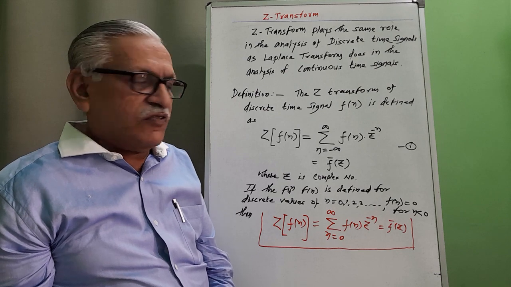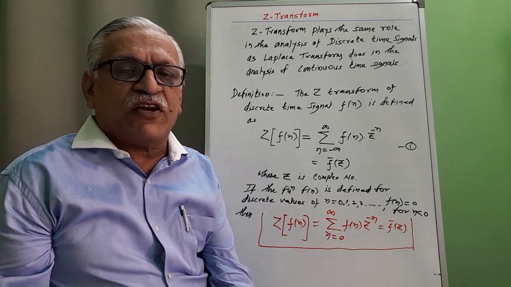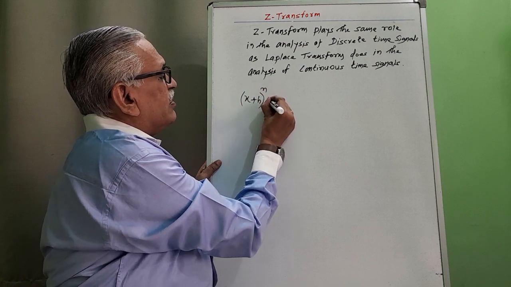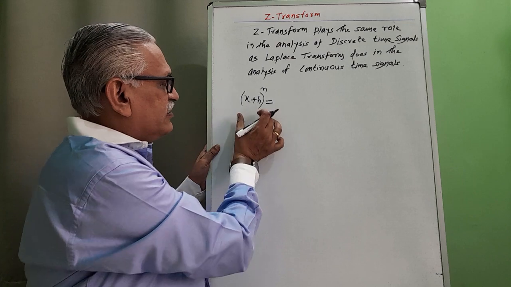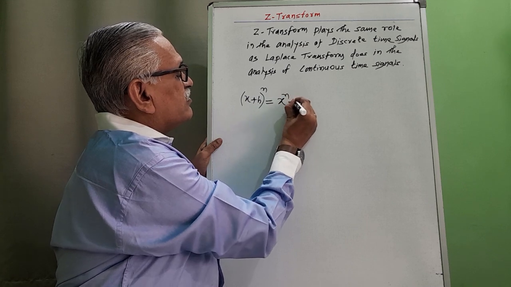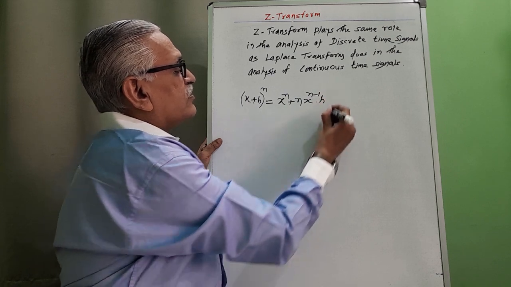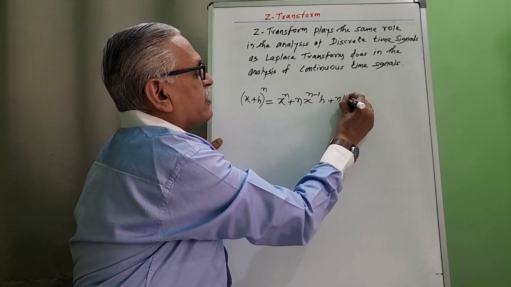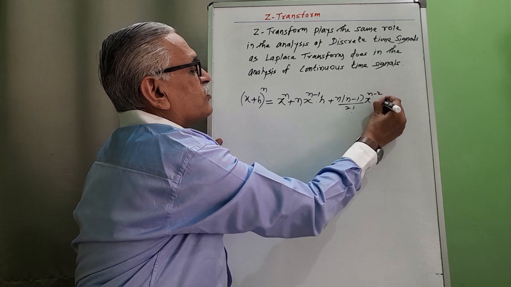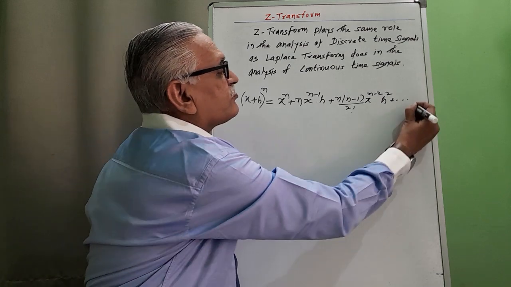And to evaluate this Z transform, we use a sub result of binomial theorem. Binomial theorem statement is known to all of you. x plus h, that bracket raised to n, its expansion is obtained as x raised to n plus n into x raised to n minus 1 into h plus n into n minus 1 by 2 factorial x raised to n minus 2 into h square, and so on. The last term is h raised to n.